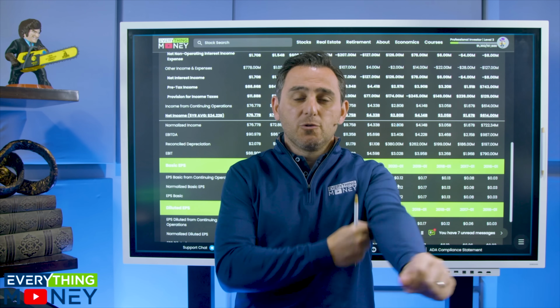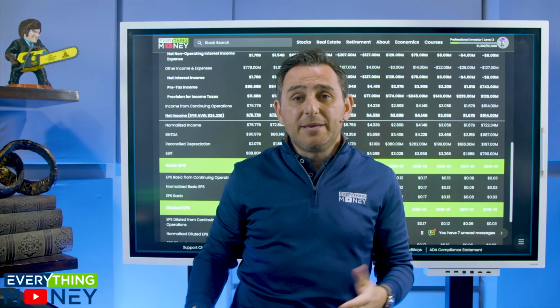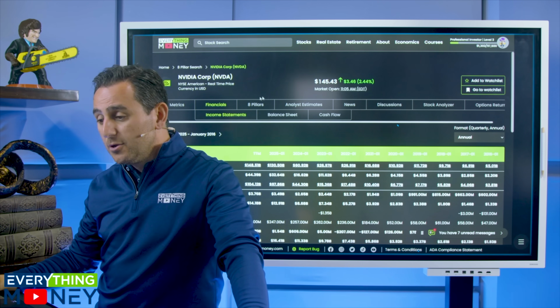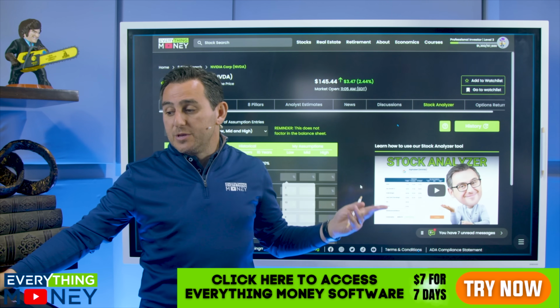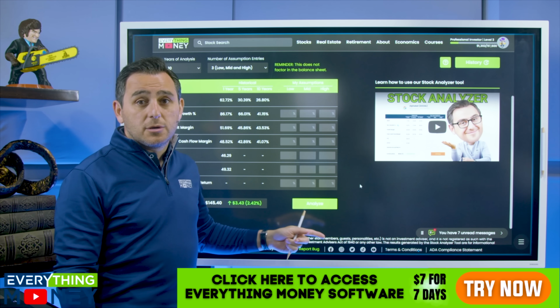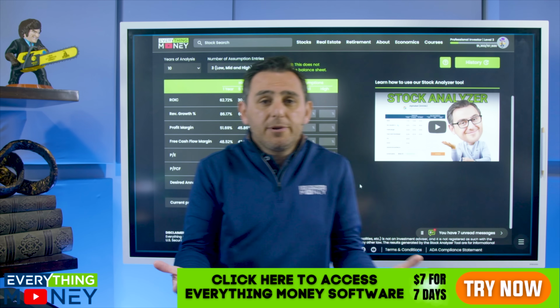But we don't know what the future holds, and not every company is going to be like NVIDIA. In fact, no company is going to be like NVIDIA. Now, we use the PE ratio in everything we look at. In our stock analyzer tool, we use it as our multiple for the future because you have to sit there and decide, okay, what's this company worth at some point?